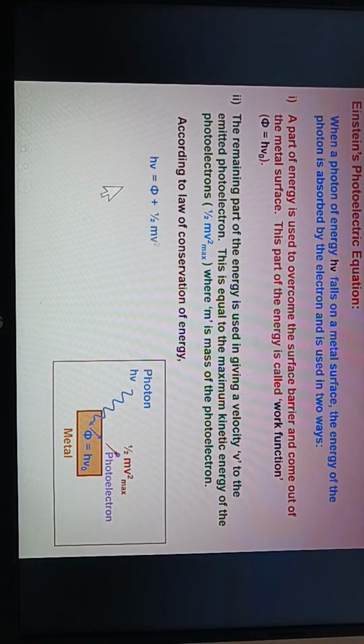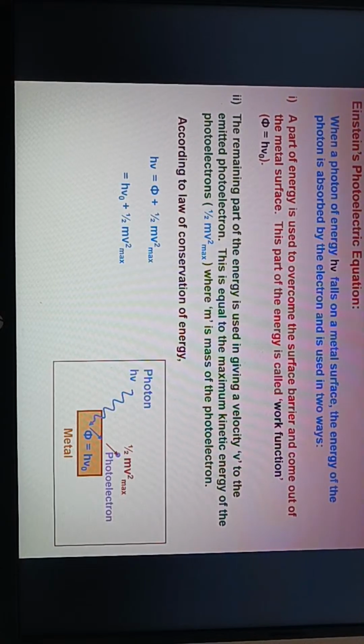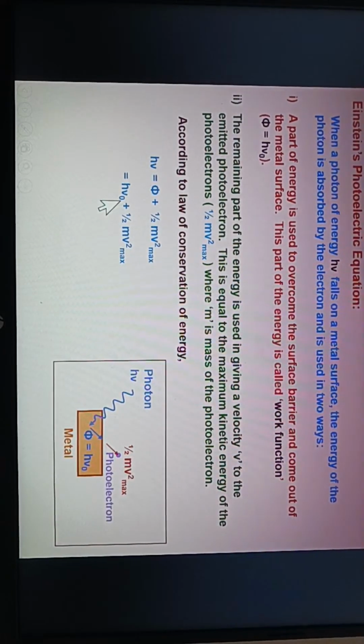You see here, h nu is equal to phi plus kinetic energy. But h nu is what? h nu 0. What is nu 0? Threshold frequency. What is threshold frequency? The minimum frequency required to liberate the electron without kinetic energy. That is called h nu 0. What is nu 0? It is not V, it is nu 0.